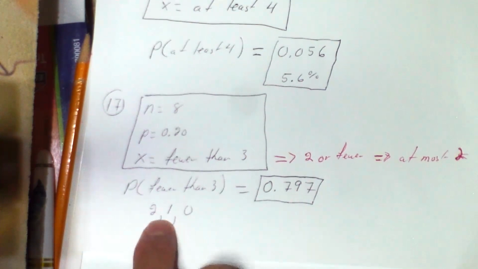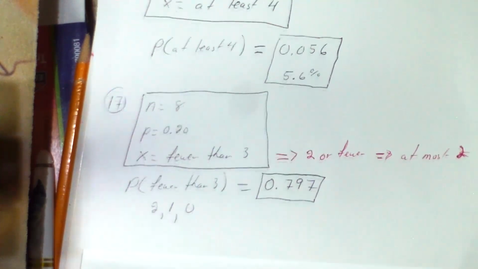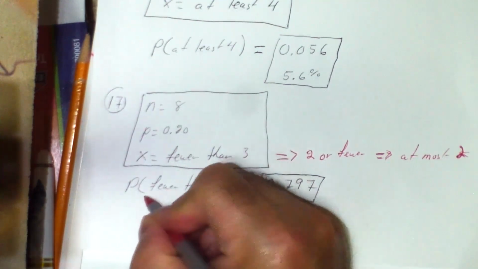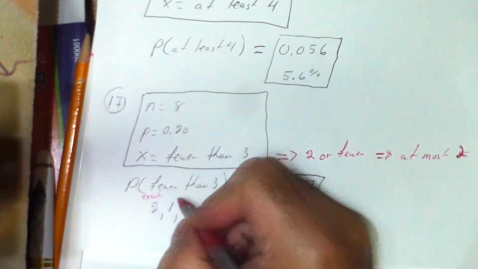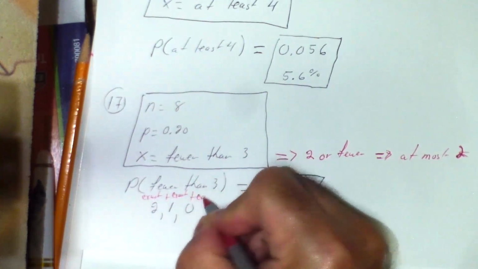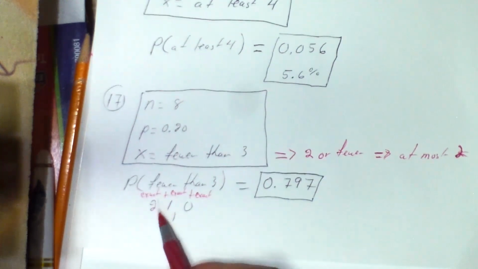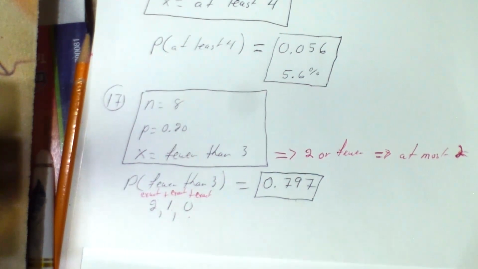So what this means is I have to find the exact of 2 plus the exact of 1 plus the exact of 0, which equals 0.797.